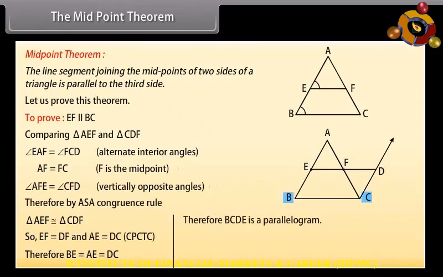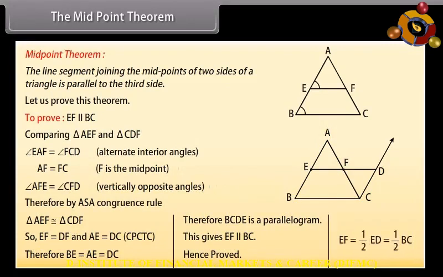Therefore, BCDE is a parallelogram. This gives EF parallel to BC. Hence proved. Also here, EF is equal to 1 upon 2 ED, which is equal to 1 upon 2 BC.